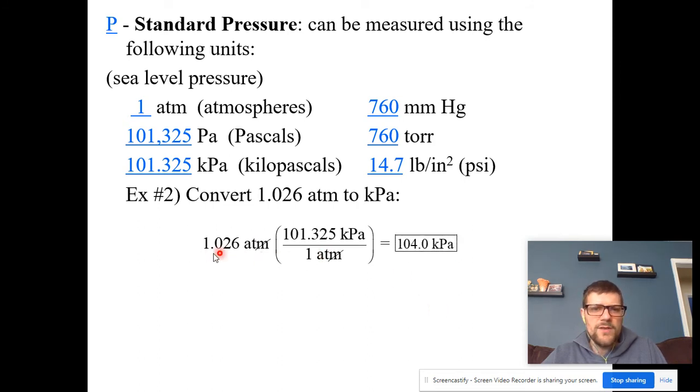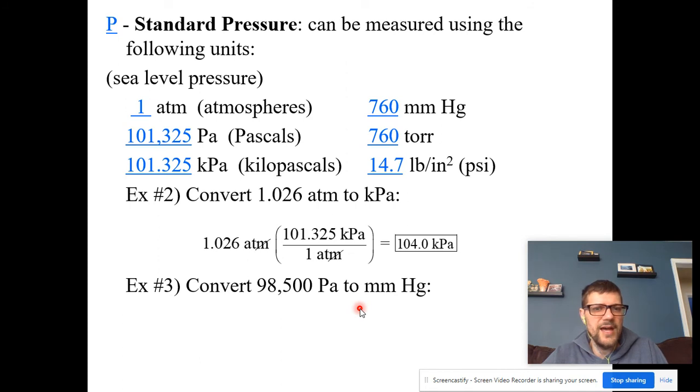Keep in mind that whatever number of significant digits your original value had is how many we want to give in our final answer. We are assuming that our conversion factor has an infinite number of significant digits, and that our value that we started with was the one that was limiting our ability to say how many significant digits we had. Here's another example, again, also in your packet.